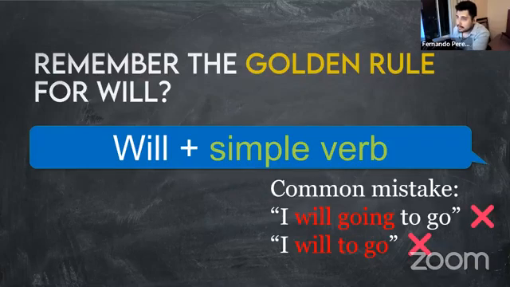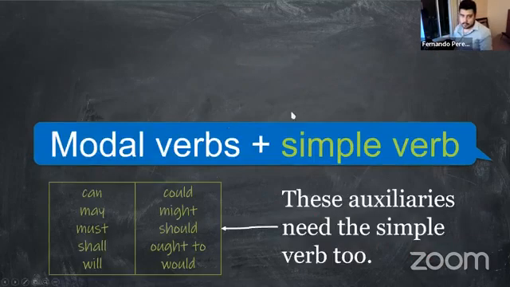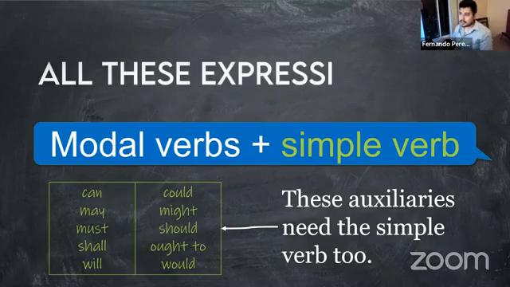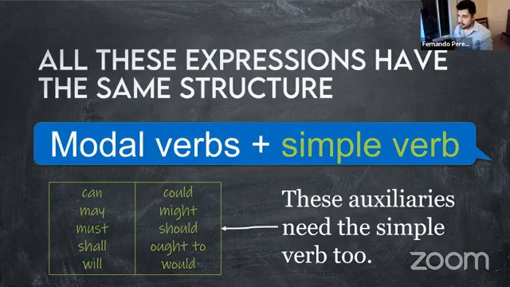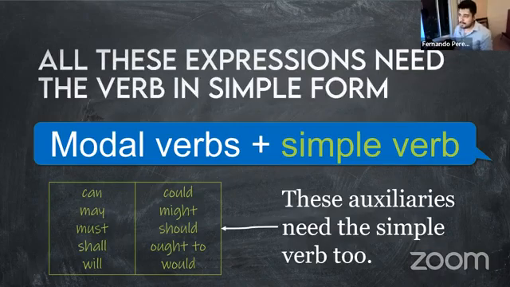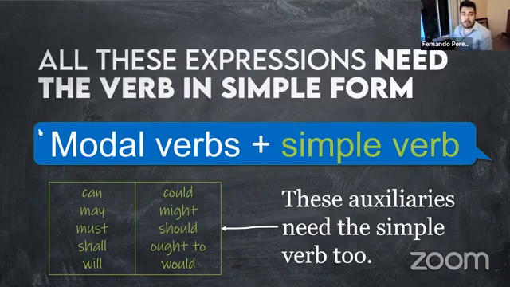This specific formula exists in all the expressions that you will learn today. All these expressions have the same structure, or all the same expressions need the verb in simple form. What expressions are we talking about? We are talking about modal verbs. Can, may, must, shall, will, could, might, should, ought to, and would.